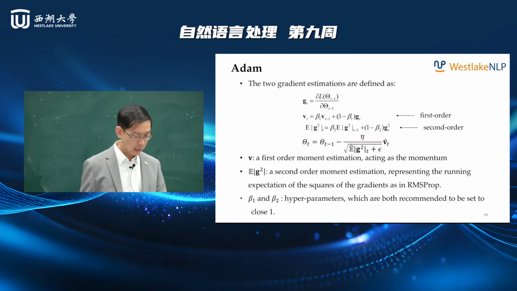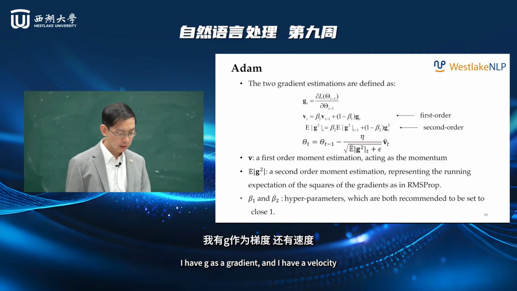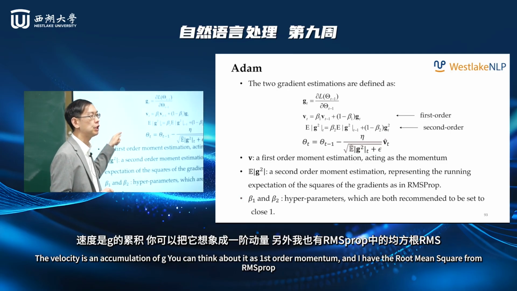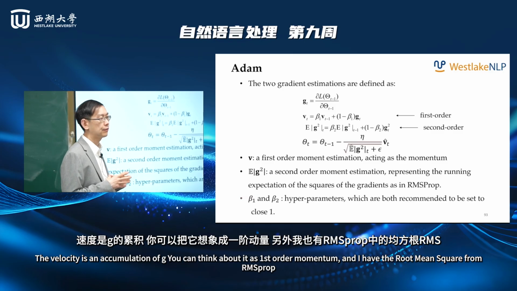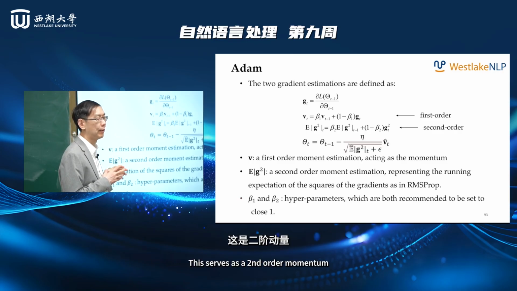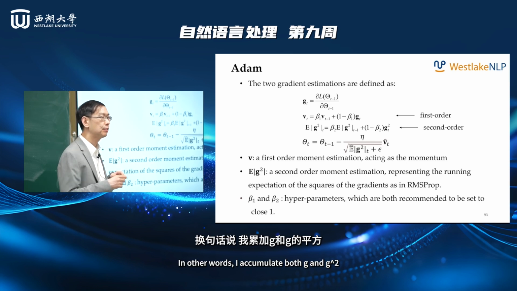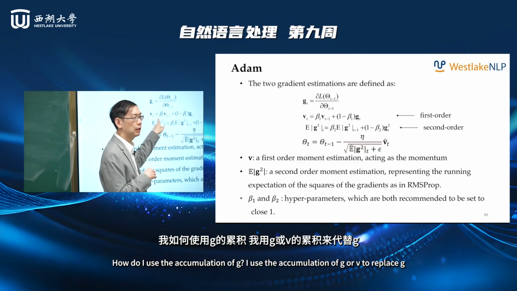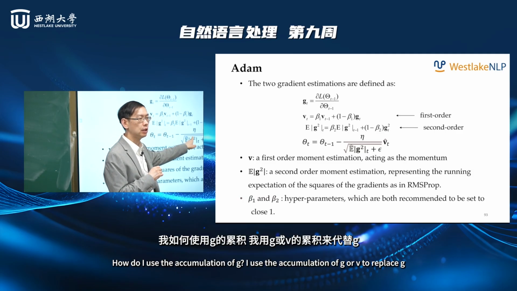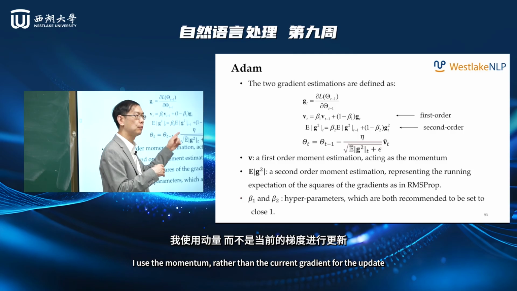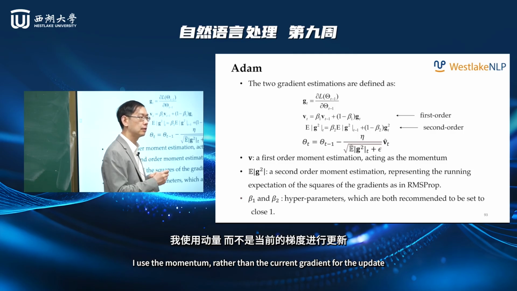I have G as the gradient, and I have a velocity. The velocity is an accumulation of G. You can think about it as first order momentum. And I have the root mean square from RMS Prop, which serves as a second order momentum. In other words, I accumulate both G and G square. How do I use the accumulation of G? I use the accumulation of G, or V, to replace G. So when I update my model, I use the momentum rather than the current gradient for the update.